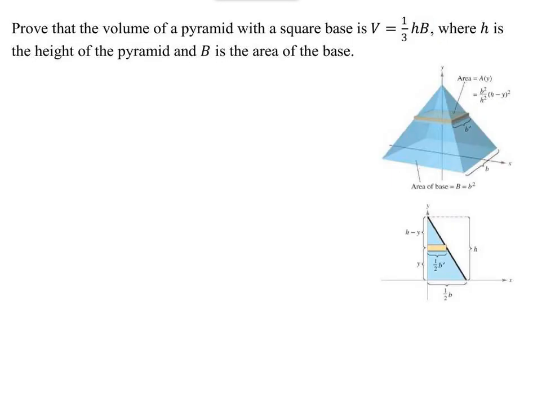Prove that the volume of a pyramid with a square base is V equals 1/3 the height times the area of the base, where h is the height of the pyramid and b is the area of the base. So let's try to talk our way through this. What is the most important thing that we need to see here?